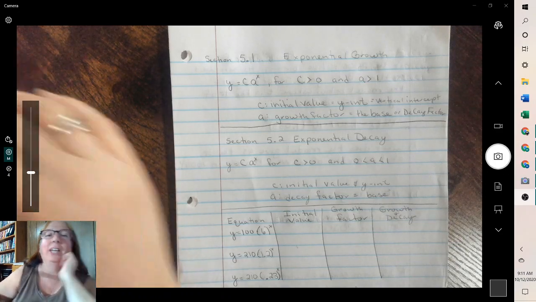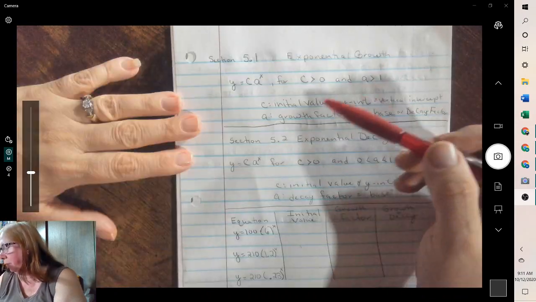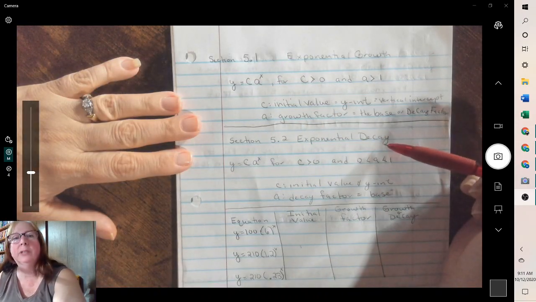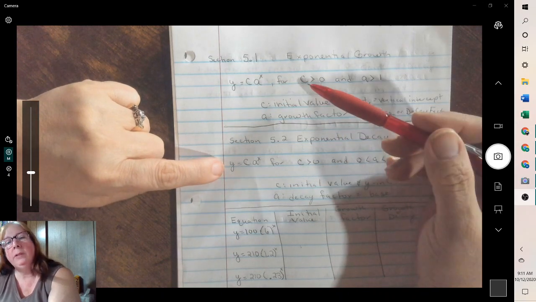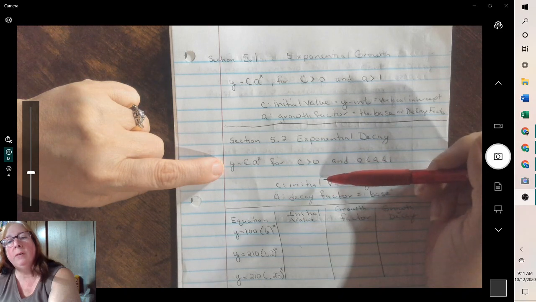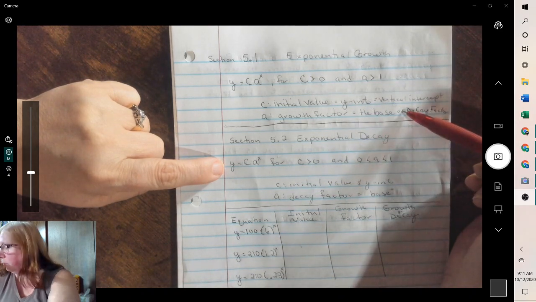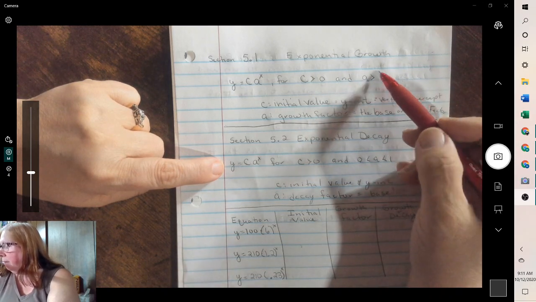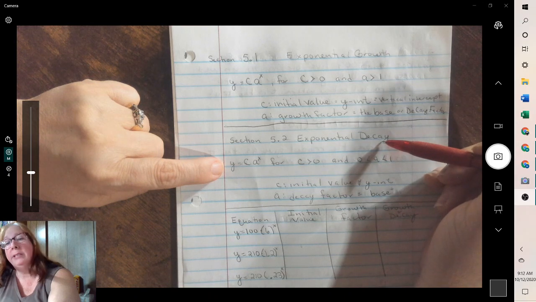Hello, I'm Mrs. J, and today we're going to talk about section 5.1 exponential growth and 5.2 exponential decay. The equations look the same, and really the only difference, both of them have c greater than 0. That's the starting amount or the initial value, also called the y-intercept or the vertical intercept. But the a value is what makes it grow or decrease or decay.